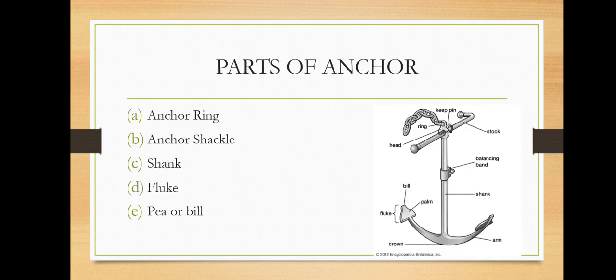Now, different parts of the anchor, naming each. A. Anchor ring. B. Anchor shackle. C. Shank. D. Fluke. E. Pee or bill.